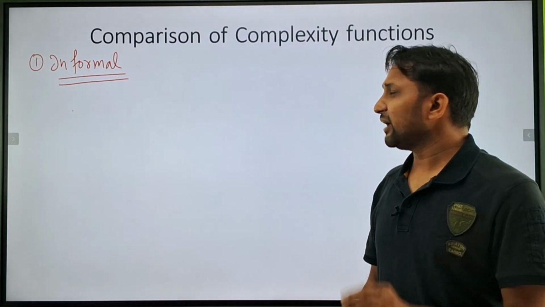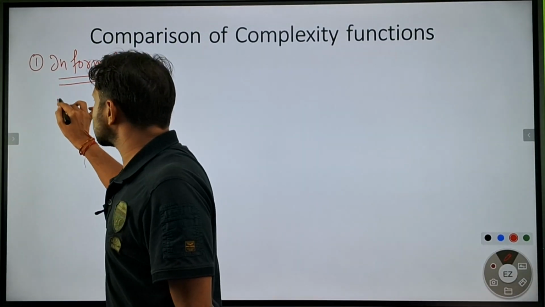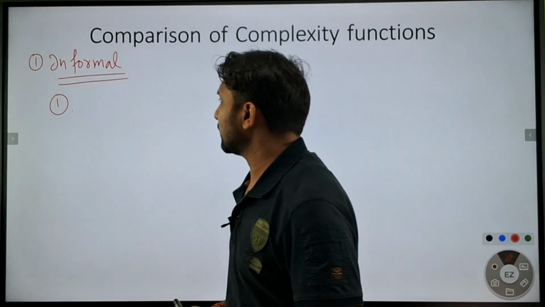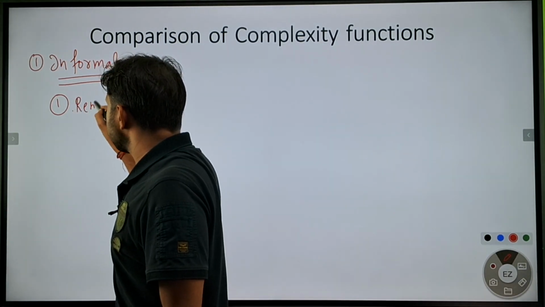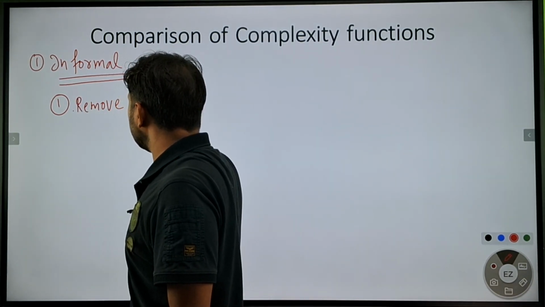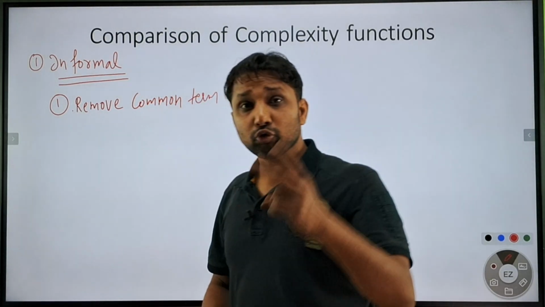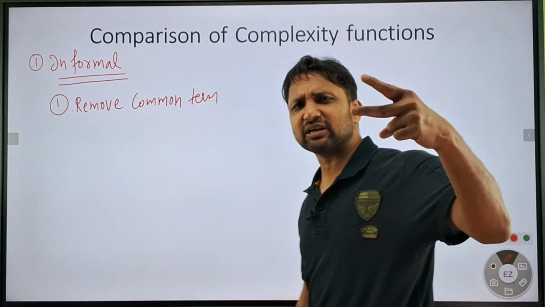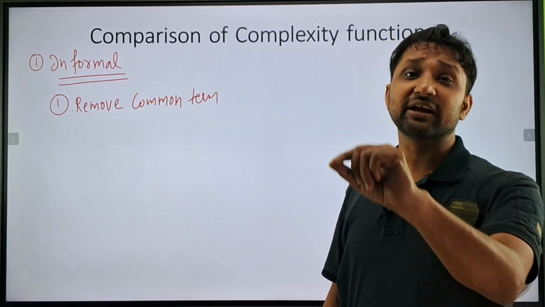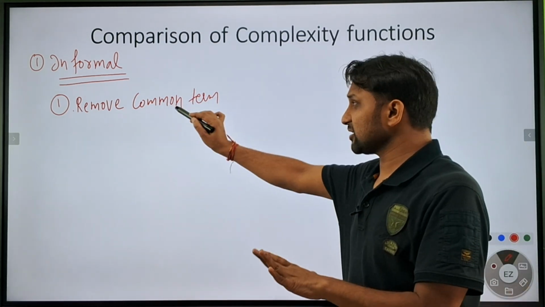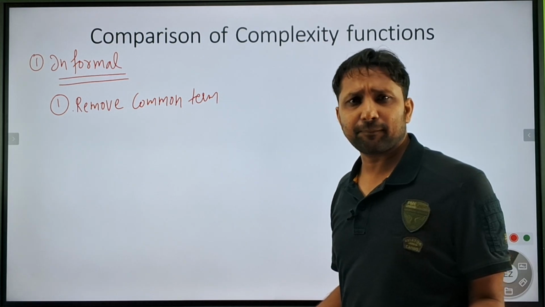So let me share. There are 3 steps you need to perform in this method. First step is that you will remove the common term in 2 complexity functions. If you're comparing 2 complexity functions, you need to remove the common term and then check which one is greater, which one is smaller. So this is the first step you can make. Maybe you can get the answer just after applying the first step.